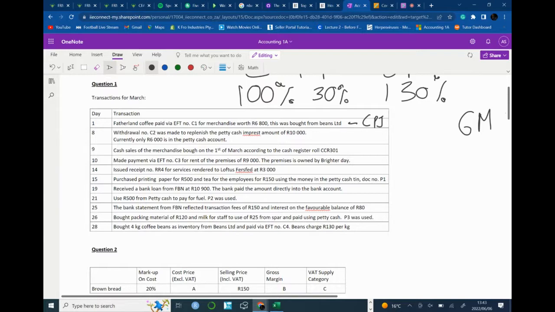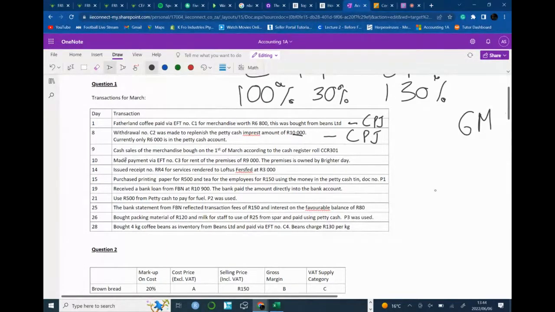Next one, withdrawal number C2 was made to replenish the petty cash imprest amount of 10,000. Currently only 6,000 is in the petty cash. So we withdrew 10,000. Whenever we withdraw money, it's the cash payments journal, isn't it? Yes, because this is affecting the bank account.